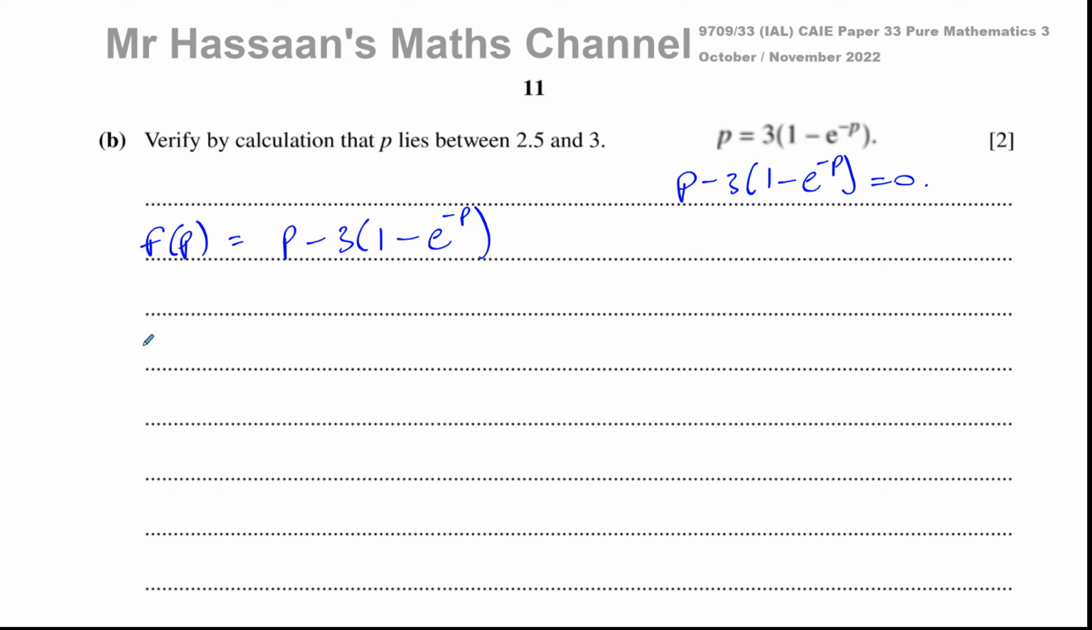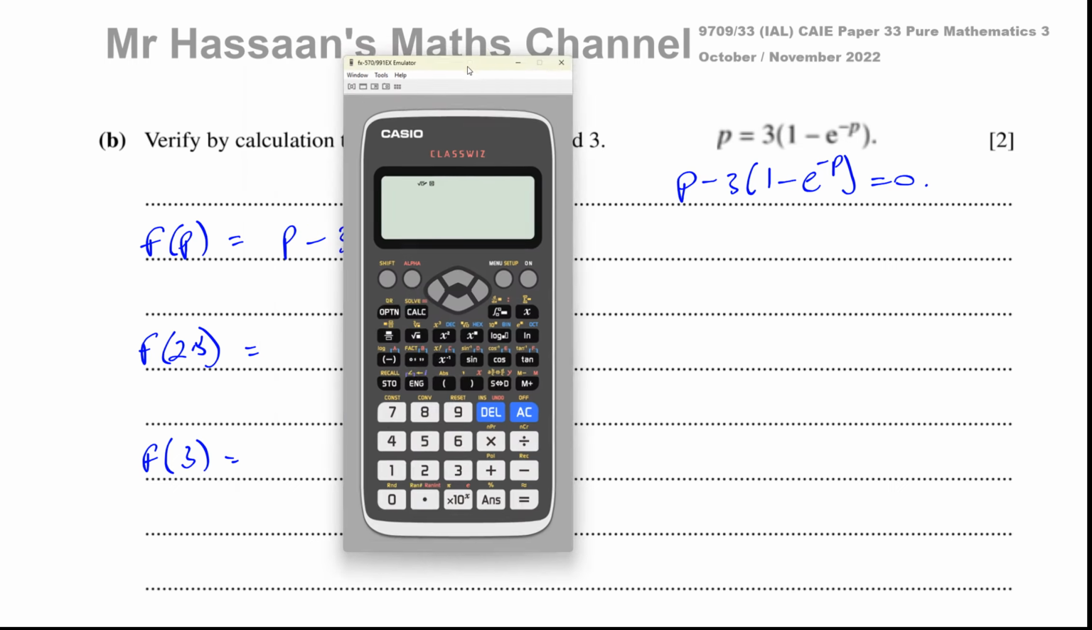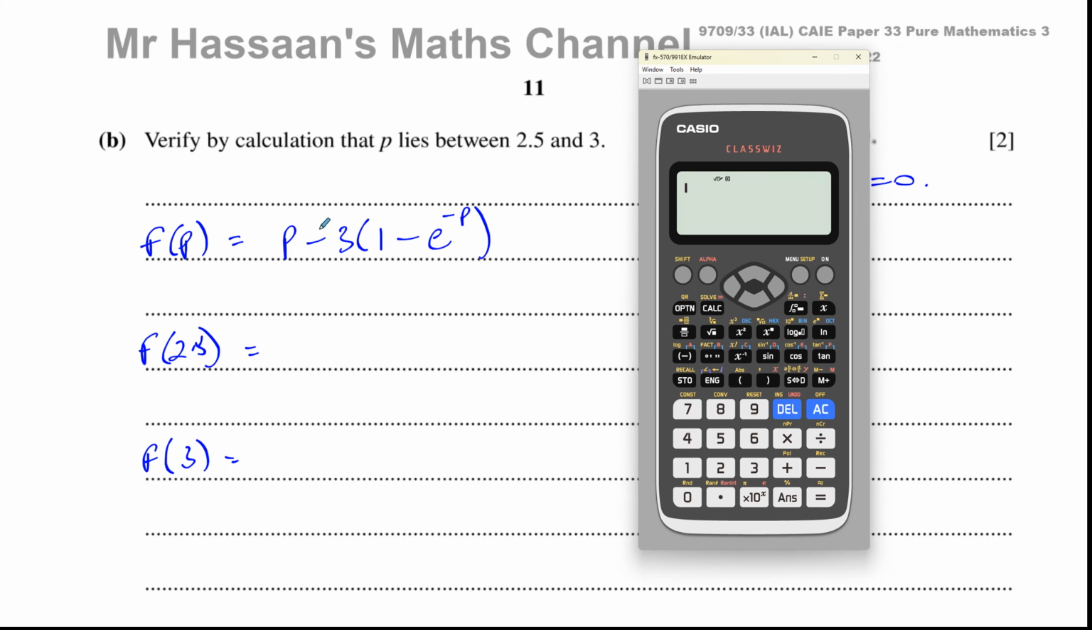So what we have to do is find out what f(2.5) is, and find what f(3) is. Now, if the root lies somewhere between them, there will be a change in sign between them, which I'll explain in a couple of minutes once I've done the calculation. Here we don't have any trig involved, so I don't have to worry about radian mode. I just have to put these numbers in. So I'm going to put 2.5 into this expression and see what it becomes.